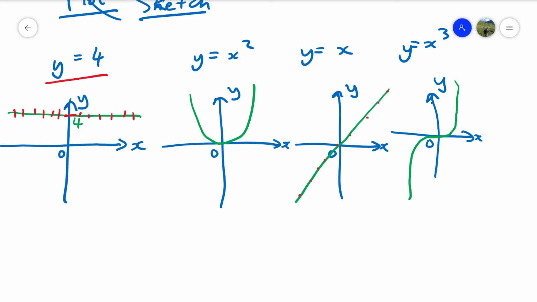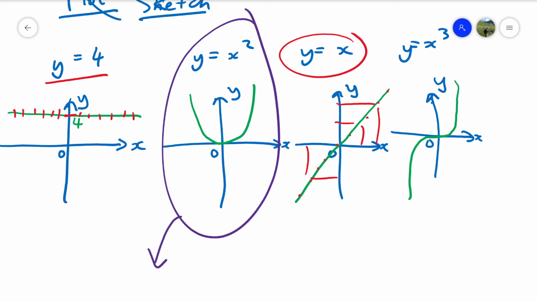For every point on here, the x value is the same as the y value, hence the rule is y equals x. We've done this one before, y equals x squared.